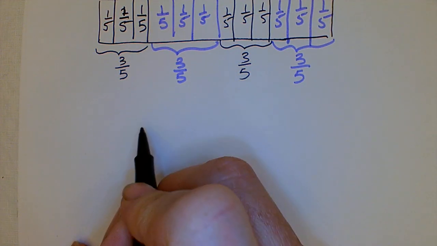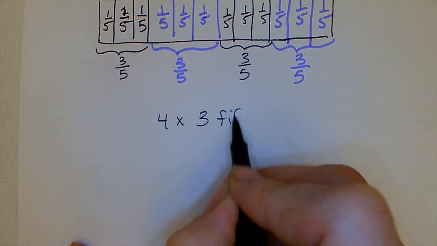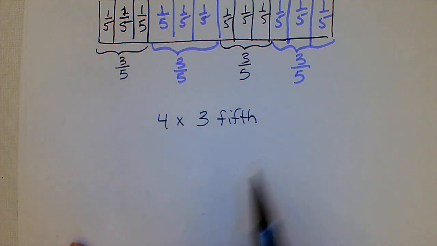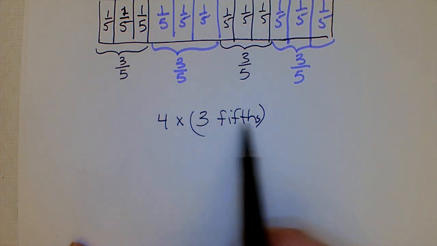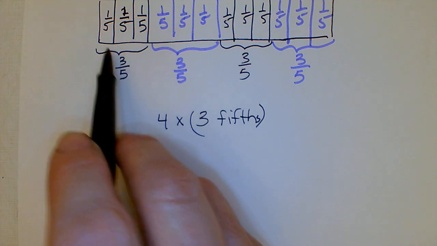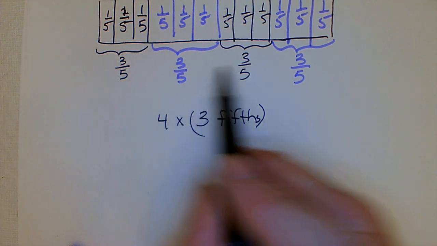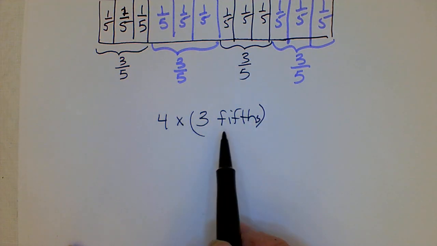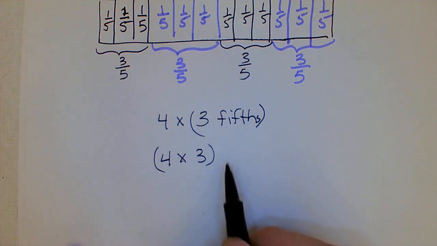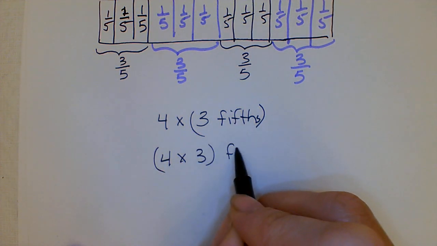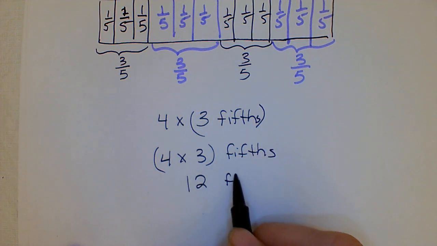Okay, so again, we had 4 times 3 fifths. The way that this is originally is that 3 fifths is really grouped together, because we have 3 fifths, 3 fifths, 3 fifths, 3 fifths. We have it 4 times, 1, 2, 3, 4. But now, instead of doing it this way, let's change this up and group, or associate, 4 times 3, and we'll keep our fifths. And now what we see is we have 12 fifths.